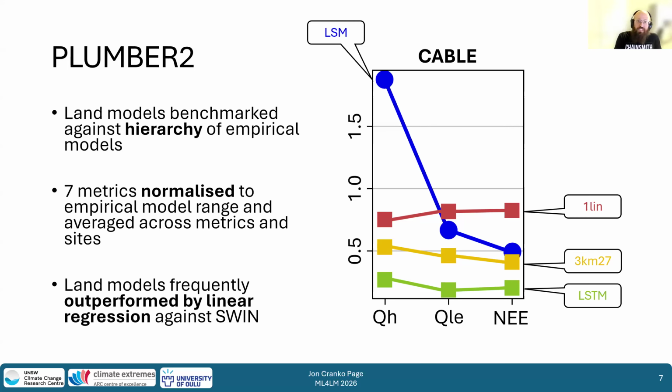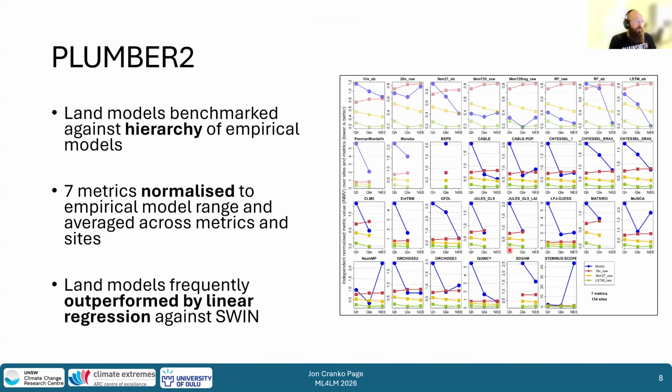And the result here, which I'm showing for CABLE, the Australian land model, is pretty consistent across the board. So the blue line is the performance of CABLE, and we can see that for sensible heat, it is outperformed by a simple linear regression. Then for latent heat, it beats the linear regression, but it doesn't quite beat what is a very simple k-means clustering plus regression. And it doesn't beat it for net ecosystem exchange, although for the carbon flux, it does perform best. And this is a figure from Gab's paper.